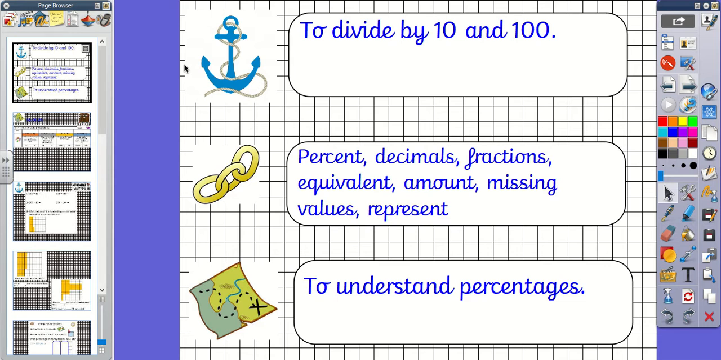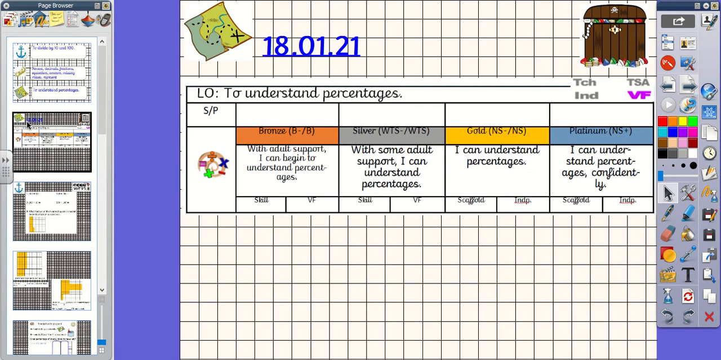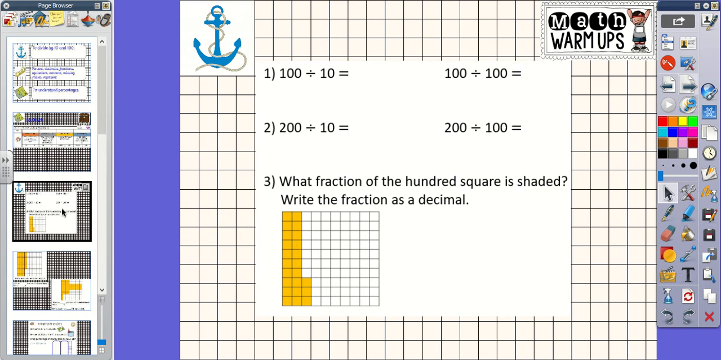Okay, so this week we're going to be looking at percentages, and today's lesson is a recap of a lesson that you should have done in Year 5. Now, I think that this lesson would have happened, but unfortunately it was the first lockdown that we were in. So we're going to try and recap it again today in another lockdown. Okay. So it is the 18th of January today, and your learning outcome for this lesson is to be able to understand percentages. So let's warm up our brains then.